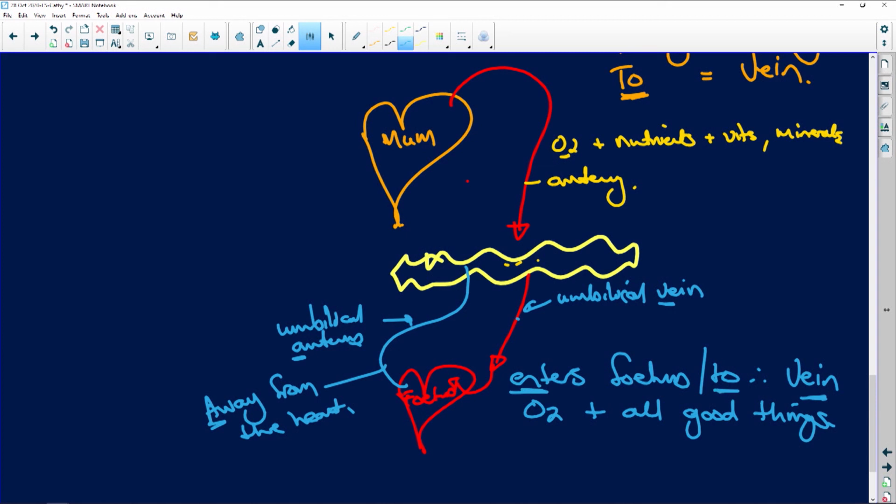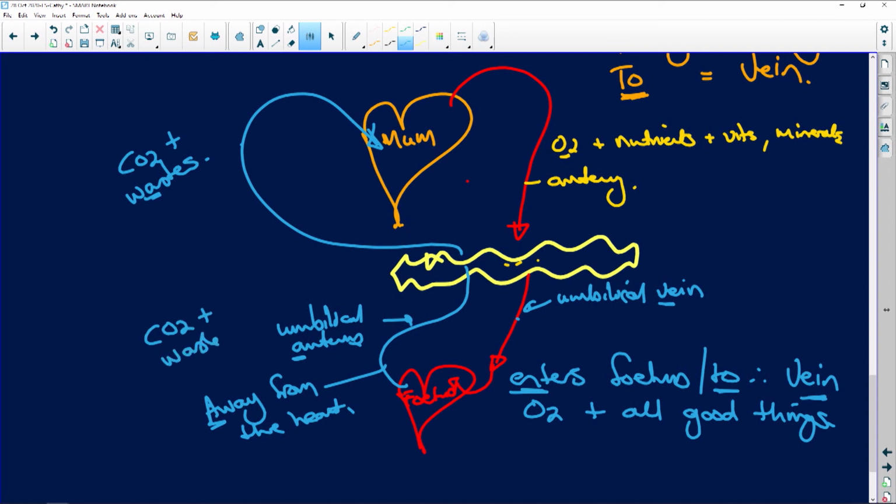Now, that blood's going to go back to mommy from the placenta. And when it goes back to the mom, this blood is going to be carrying CO2 and wastes. So your nitrogenous waste, metabolic waste, all the bad things are now going away from the baby and they're going to the mommy. And this blood here in the umbilical artery, CO2 and wastes. And it's carrying it away back to mom.